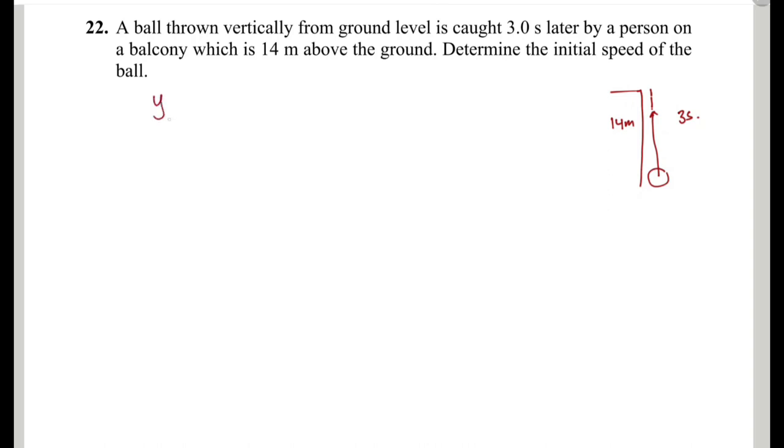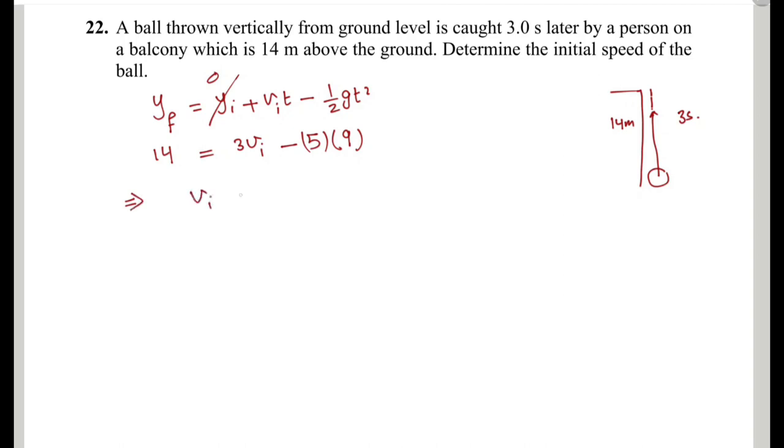Now y final equals y initial plus v initial t minus half g t squared. 14 is the final position, equal to 0 which is the initial position, its origin, plus v initial times 3, minus 5 times t, in this case 3 seconds, squared, which is 9. You substitute this, you will find 3 v initial equals 59.3, or in other words, v initial equals 19.7 meters per second.